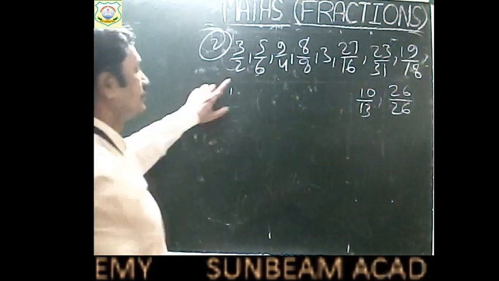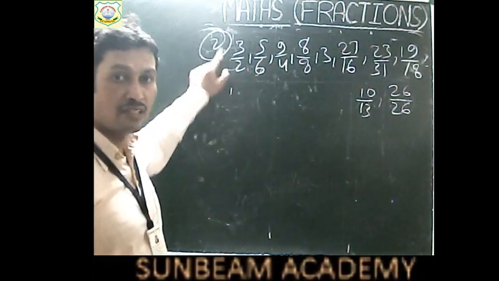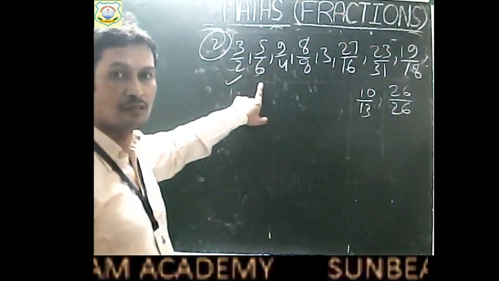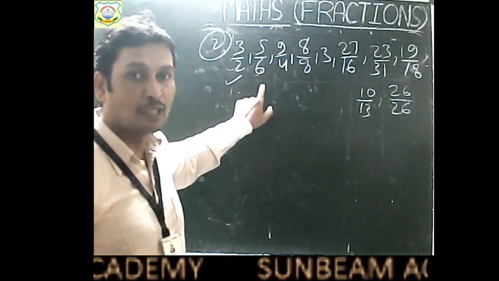So, you can see the first one is an improper fraction, numerator 3 greater than denominator. So, it is improper. Second is a proper fraction, numerator is less than denominator, right?